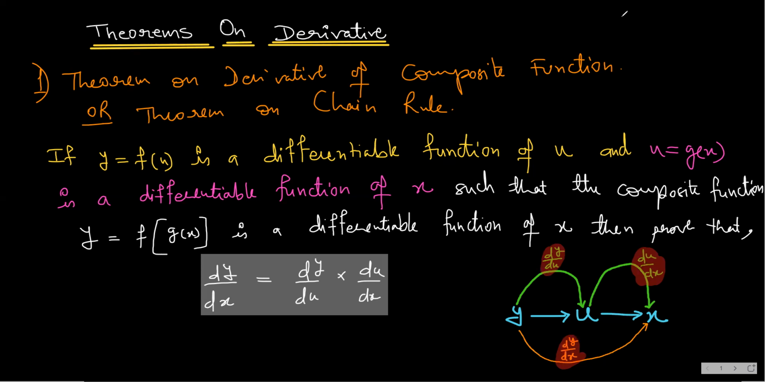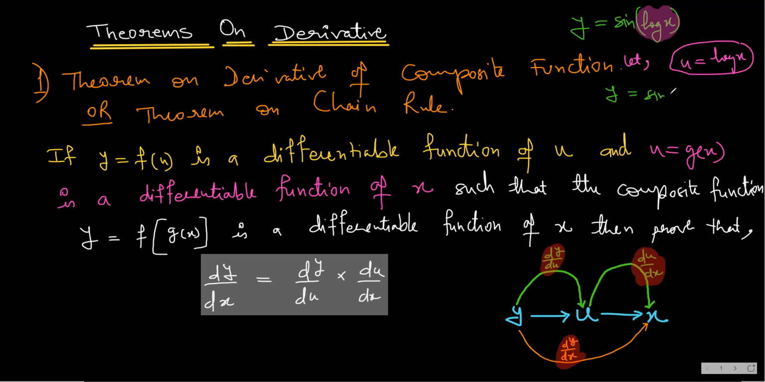Suppose you have sine of log x. Okay, you have y equals sine of log x. So when you have y equals sine of log x, you can treat this log x as u. If you take this log x as u, what will happen? You write let u equals log of x. So the moment you write u as log x, what will happen to y? Y will become sine of u.